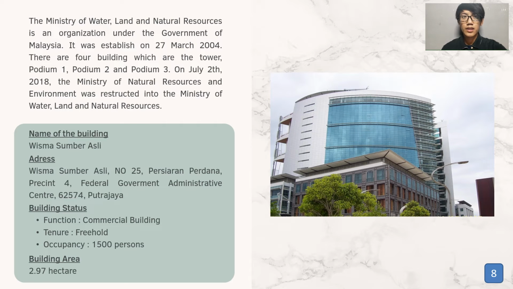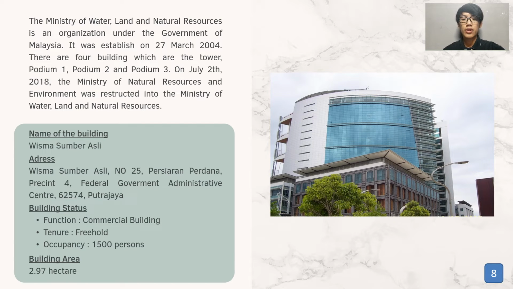Chapter 3 is the case study. The Ministry of Water, Land and Natural Resources is an organization under the Government of Malaysia. It was established on 27 March 2004. There are 4 buildings, which are the Tower, Podium 1, Podium 2 and Podium 3.